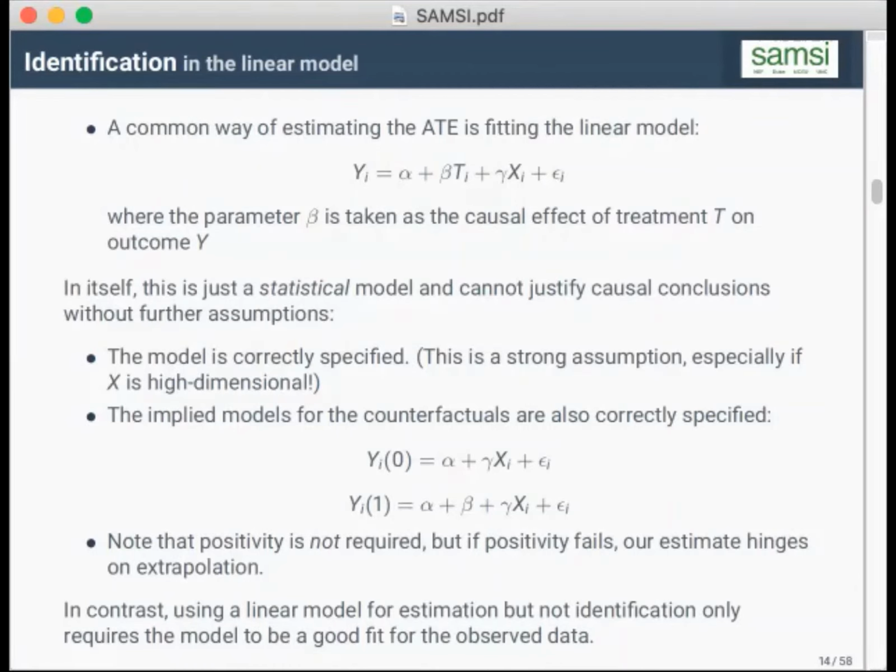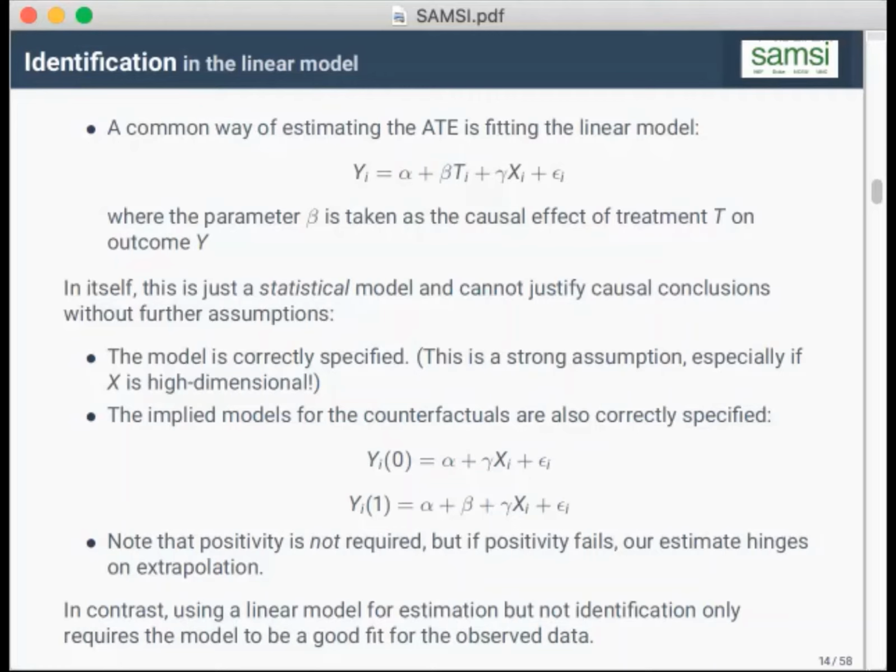So first of all, this requires this linear model to be correctly specified. This is written as a model on the observed data, and it has to be correctly specified for the observed data, and correctly specified, not just approximately correctly specified. And this is a really strong assumption, especially if X is high dimensional. We have to get the functional form exactly correct. And then this also implies models for the counterfactuals, and these also have to be correctly specified. So Y0 and Y1 both have to be linear in the covariates.